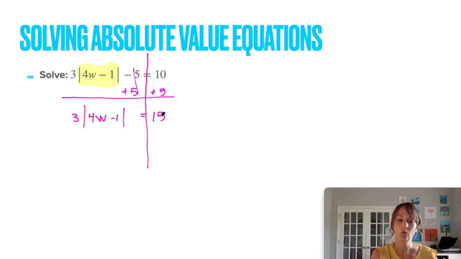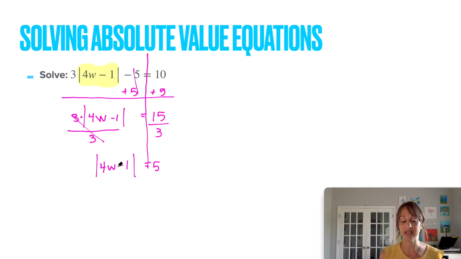Now, last, we do not distribute this 3. Please note, you only distribute numbers when it's in front of parentheses normally. Do not distribute in an absolute value. So this 3 is being multiplied by the absolute value, so therefore we are going to divide both sides by the absolute value. We will get 4w minus 1 equals 5.